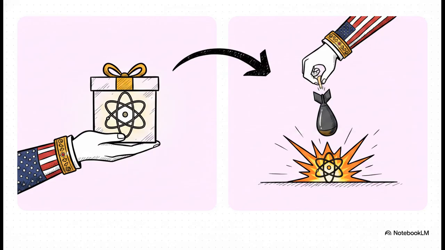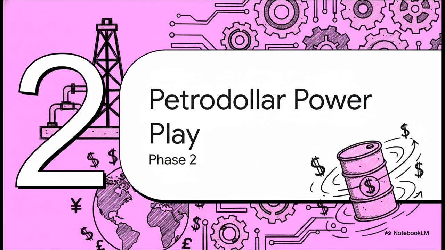Now, get ready for a serious dose of historical irony. To fortify the Shah as a reliable buffer against the Soviets, the U.S. actually initiated the Atoms for Peace program in 1957. They literally handed over entire nuclear ecosystems, research centers, and the foundational knowledge to Iran. Fast forward to today, and the U.S. is spending billions of dollars dropping bombs trying to destroy the exact same nuclear foundation they freely gave away decades ago. Which leads us perfectly into phase 2, the petrodollar power play.